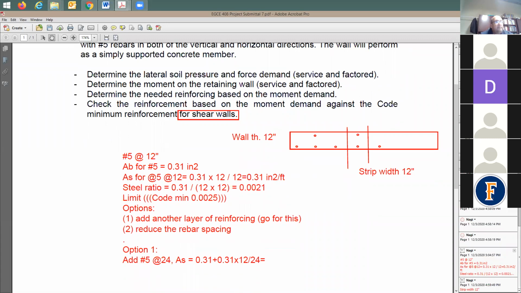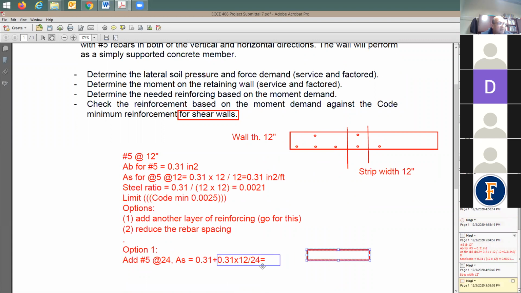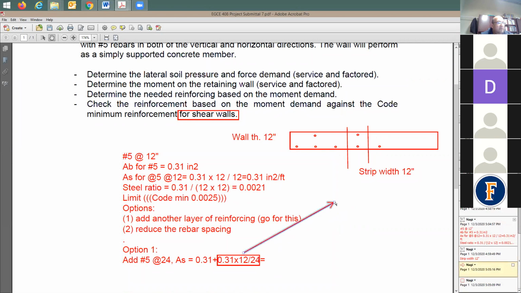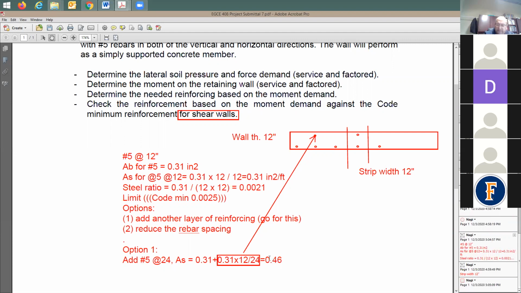So this term that I just added, this term here, is going to be for this rebar. This term is going to be for this added rebar at 24 inch. Now, how much is the total? Is it 0.46? Yes. Okay, inch square per foot.